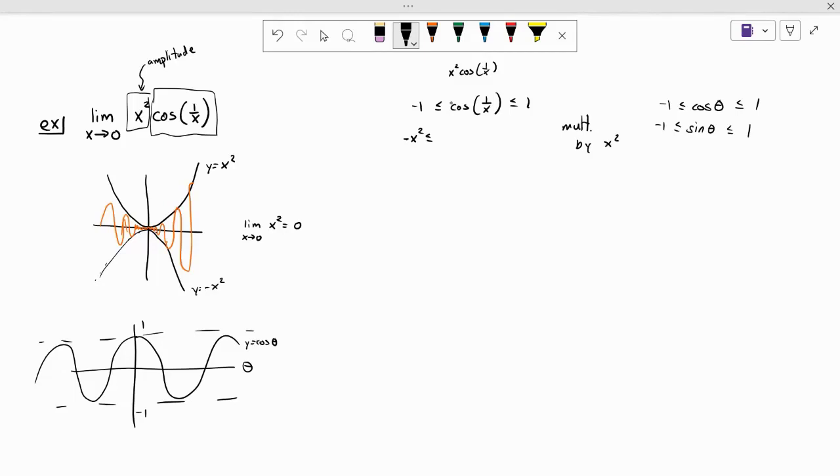The first piece, the second piece. Since you're multiplying by a positive number, that's not going to change the direction of the inequality. Okay, so you have sandwiched your function between two other functions. And now we can take the limit of all these pieces as x goes to 0.